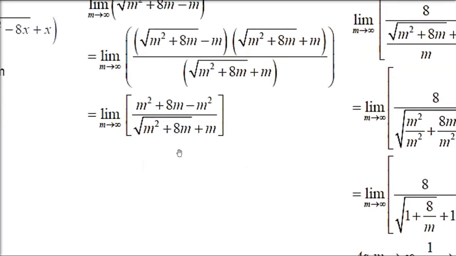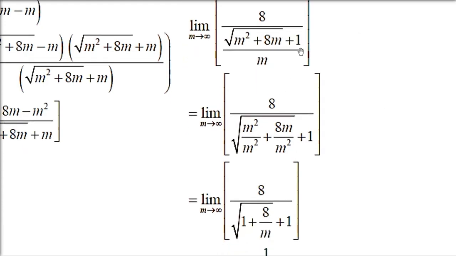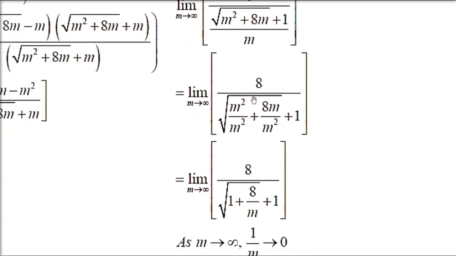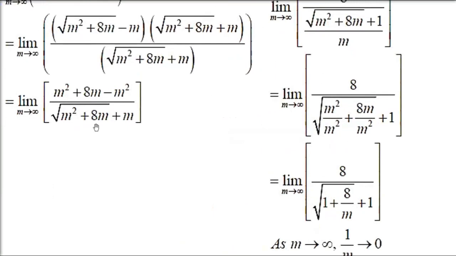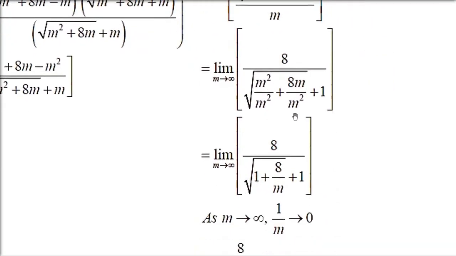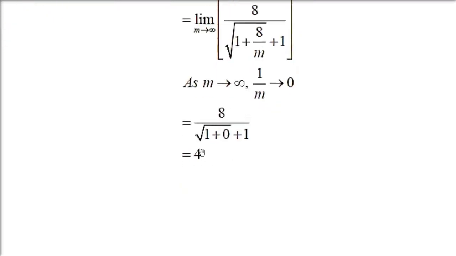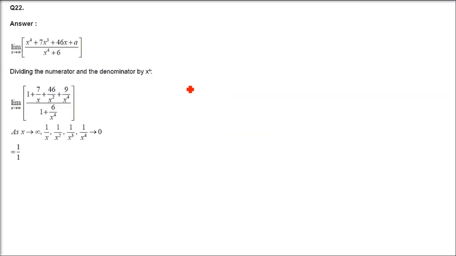Now rationalization factor, same thing you are going to do, and this formation you have already encountered in the previous question. So I'm taking m in the denominator, m inside the under root, so it will be m square. You have 1 by this, m by m, so 1 will come outside. So we have this m by m is 1. Here you have m square going to cancel 1, and then 8m by m square is 8 by m. So 8 by under root 1 plus 8 by m plus 1. Now apply the infinity. So 8 by under root 1 plus under root 1 plus 1, 8 by 2, that is 4.